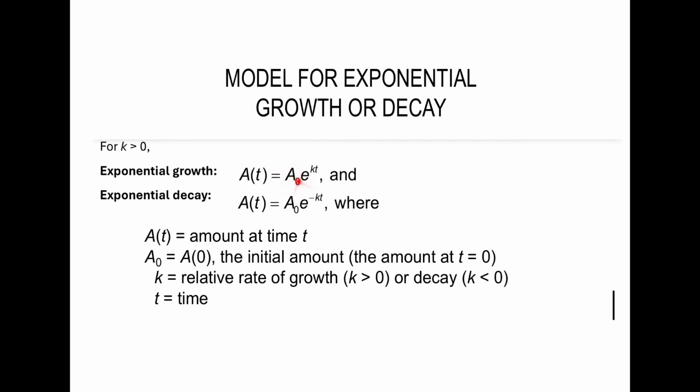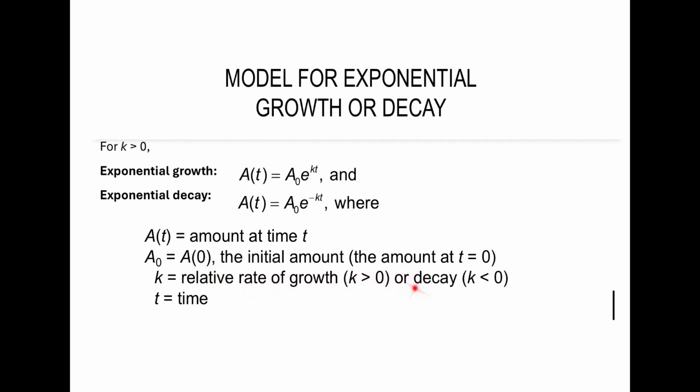That can also represent a population, or an amount of a radioactive substance. Then we have A-sub-zero, and the sub-zero simply means the starting point. So we're starting with this point where time is equal to 0. We're going to take that and multiply it by e to the kt. And what is k? K is the relative rate of our growth.